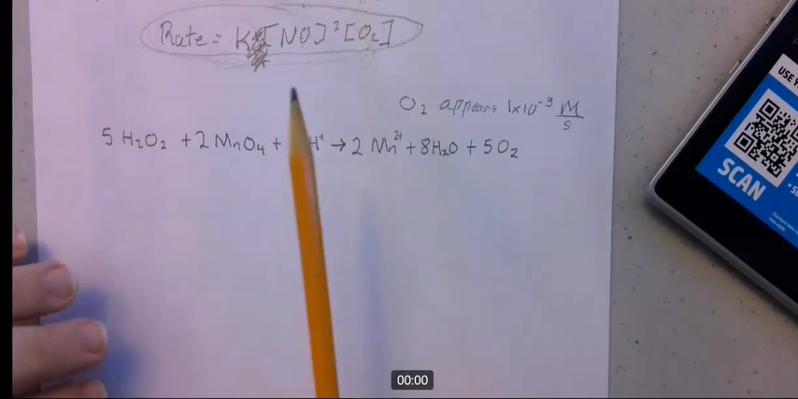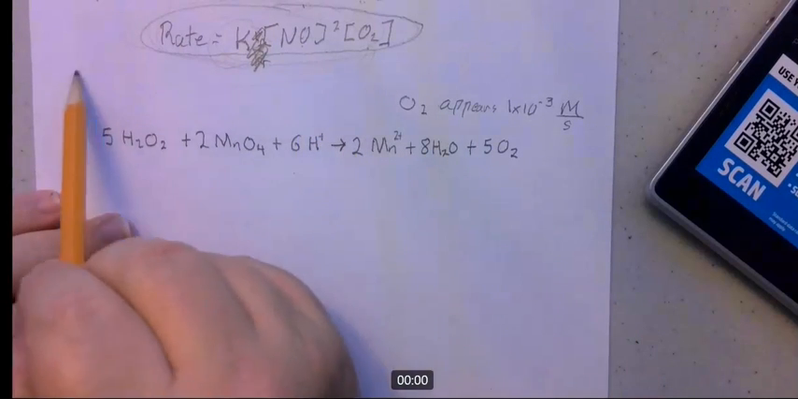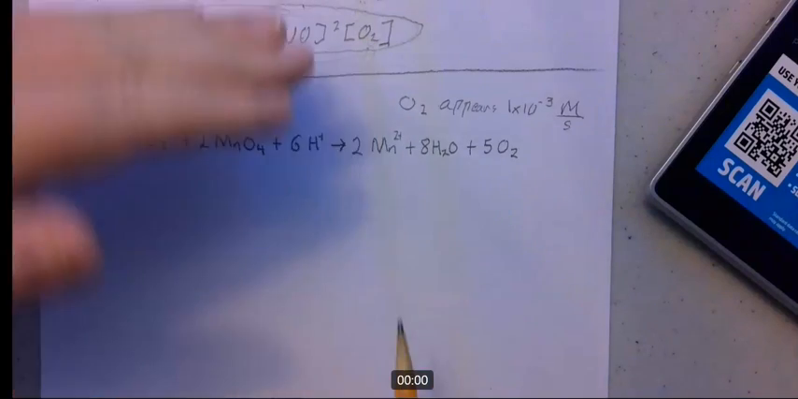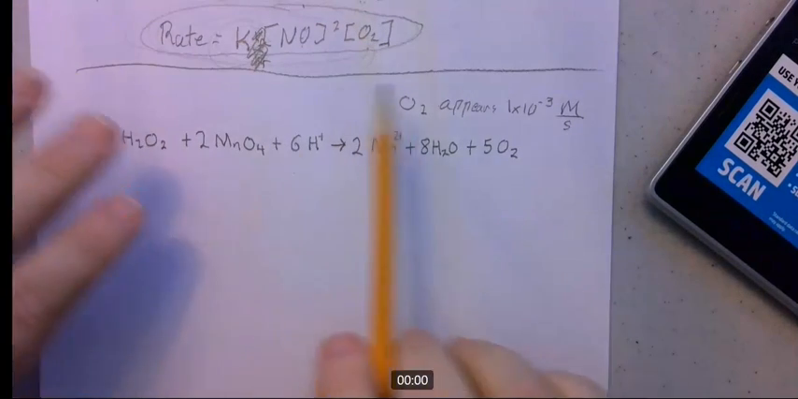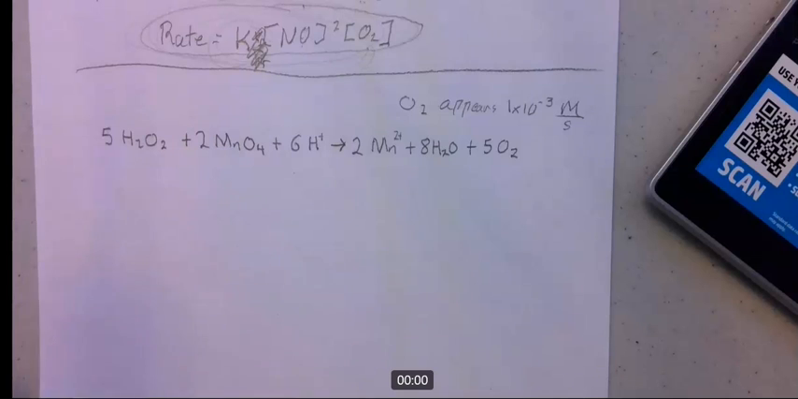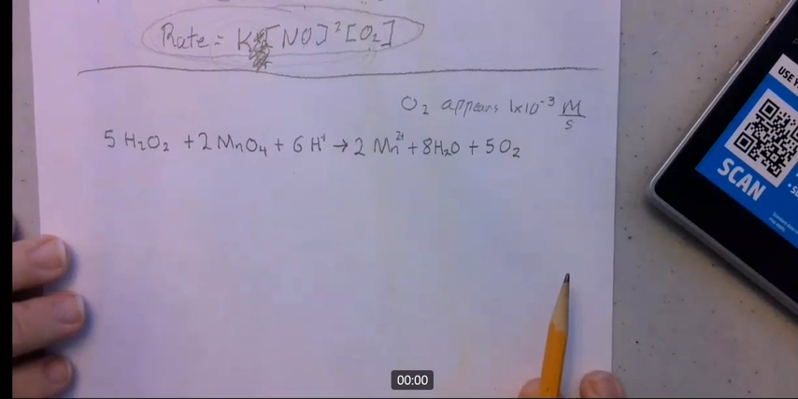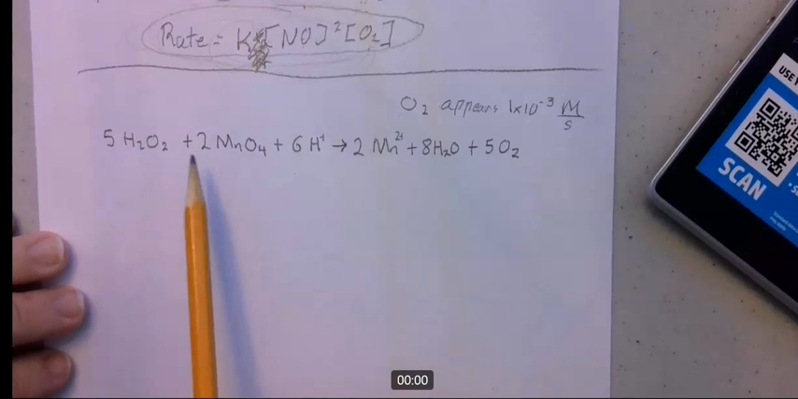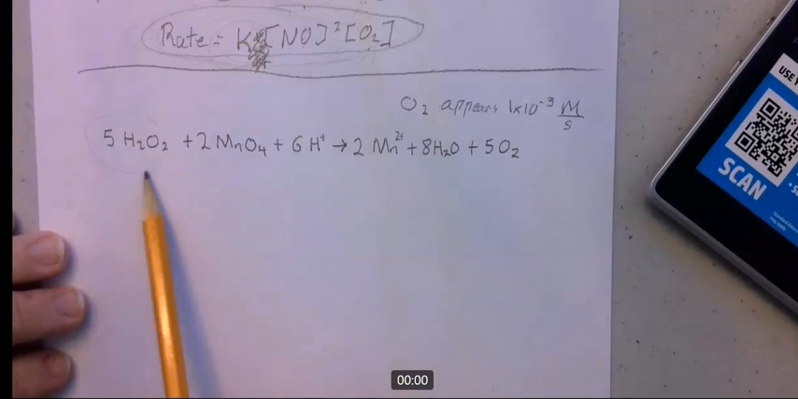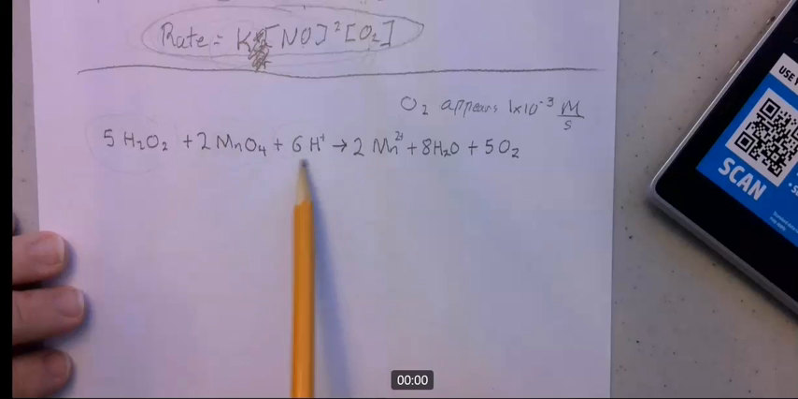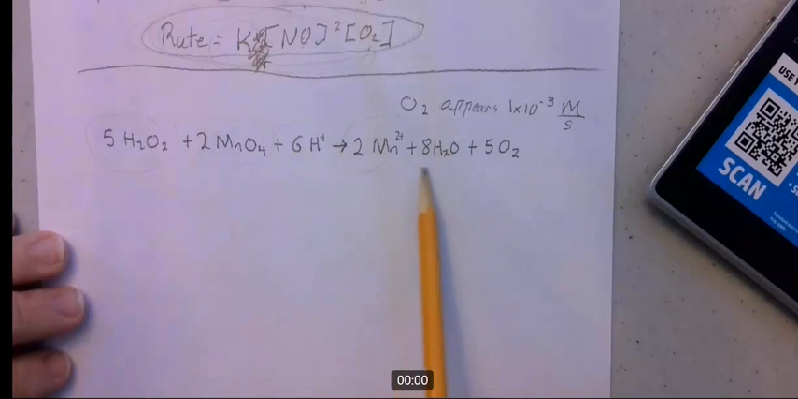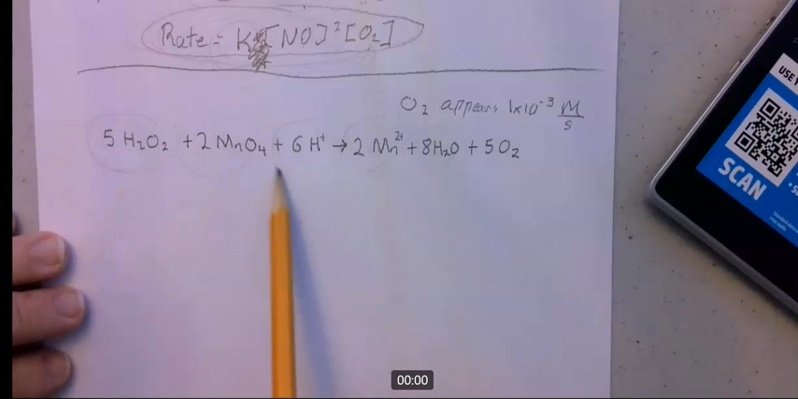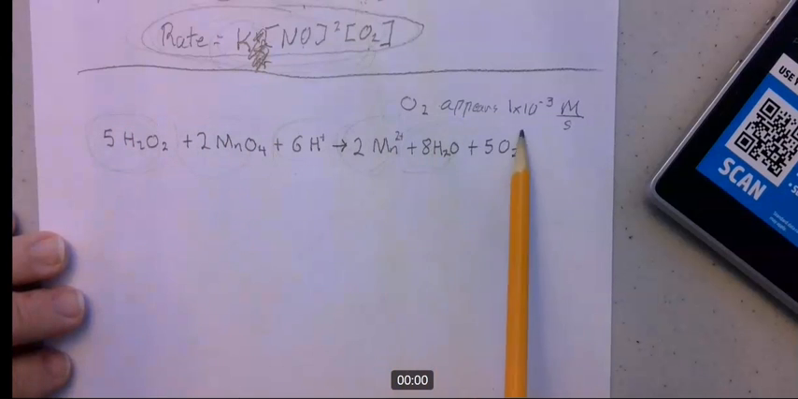Okay, so I wrote this equation. Let me draw a line here, down below the line. I wrote the equation here. I excluded all the states of matter, solids, liquids, aqueous. That's not important. Okay, now we wrote something called a rate expression. And the idea was to equate the rate of disappearance of each of the reactants with the rate of appearance of each of the products.